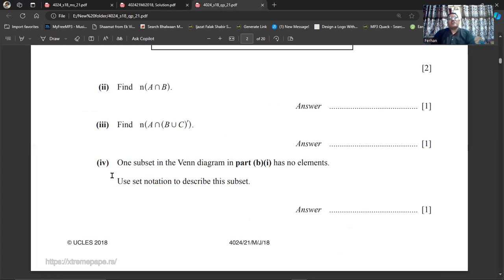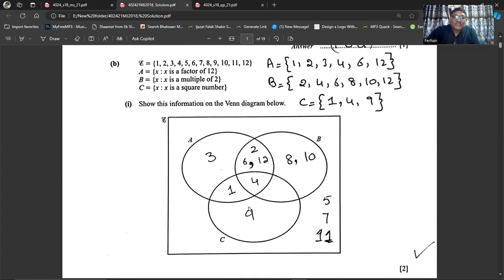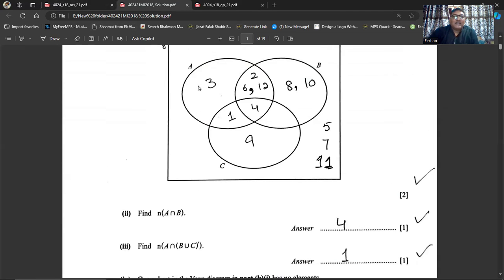Then the third part: find the number of members. Small n means number of members. In n((B union C) whole complement intersection A), that means you have to remain outside B and C, and common with A. So outside B and C and in A, that is 3. So how many members are there? There is only 1 member. This is that member.